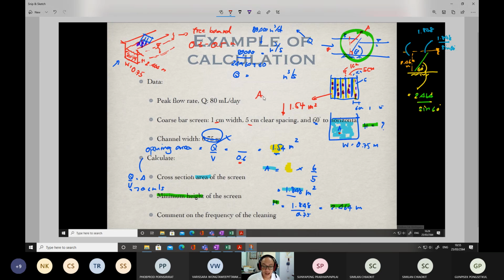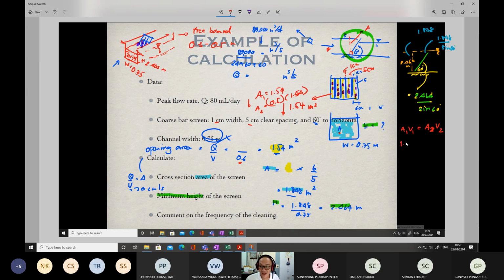So originally it was 1.54, but when it gets clogged by 50%, the opening area is reduced by half, like this. So if the area is reduced by half, what will happen? You have to think about the relationship: A1 V1 is equal to A2 V2.